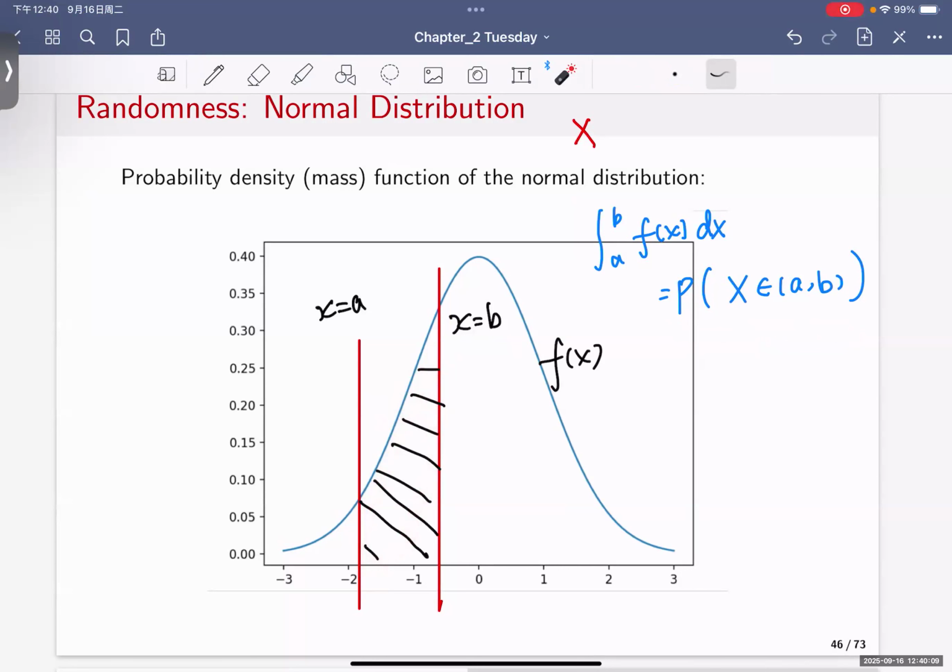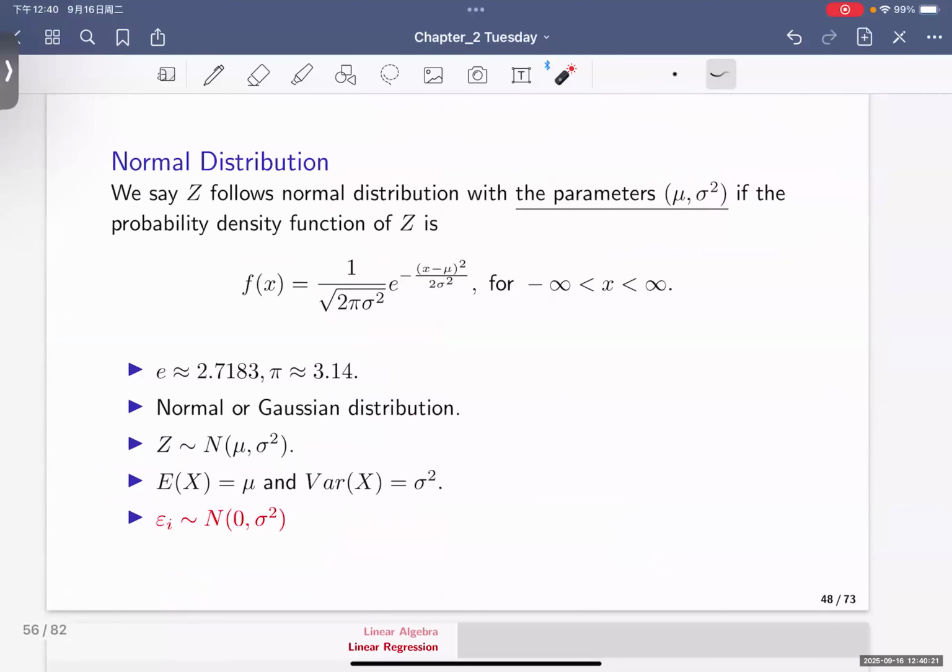Okay, and the normal distribution is very special because f(x) has an explicit form. We have seen that Z follows a normal distribution with two parameters, mu and sigma squared, and its probability density function f(x) is equal to 1 over the square root of 2 pi sigma squared, times an exponent with power negative (x minus mu) squared divided by 2 sigma squared. Even though it's a complicated form, it is pretty useful, as we will see later. The key point is that the normal distribution is actually a family of distributions, which depends on the values of mu and sigma.